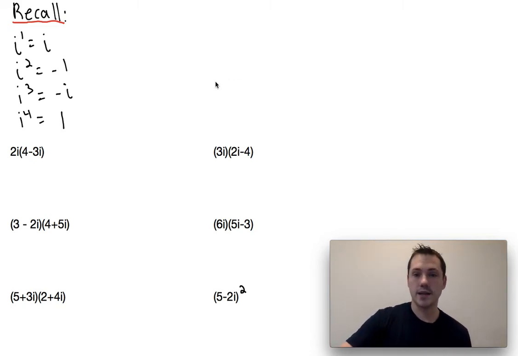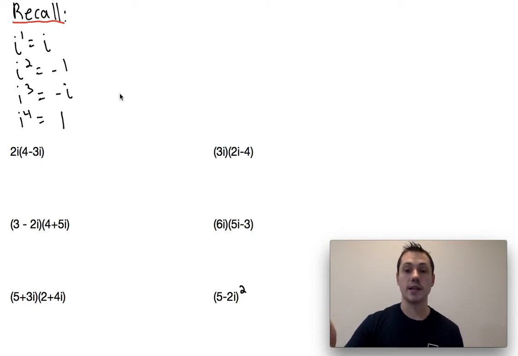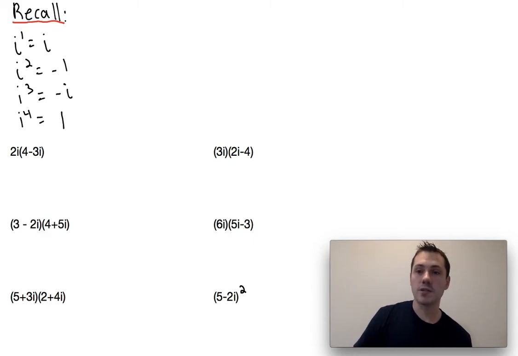So just a quick reminder that i to the first is i, i squared is negative 1, i cubed is negative i, and i to the fourth is 1. If you're just coming across this video, there is another video on our channel that goes over why that is and how you can extrapolate that out further. But for now, we're just going to deal with how to multiply these things.